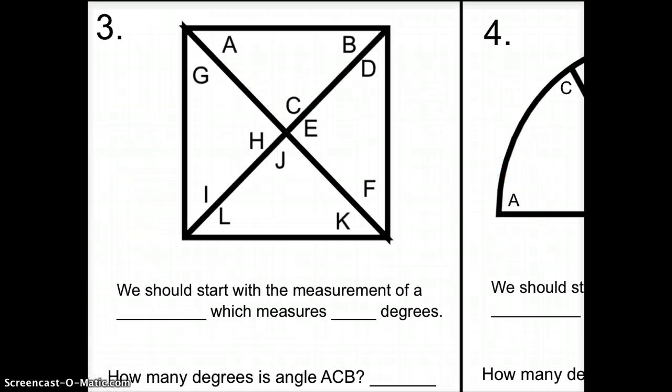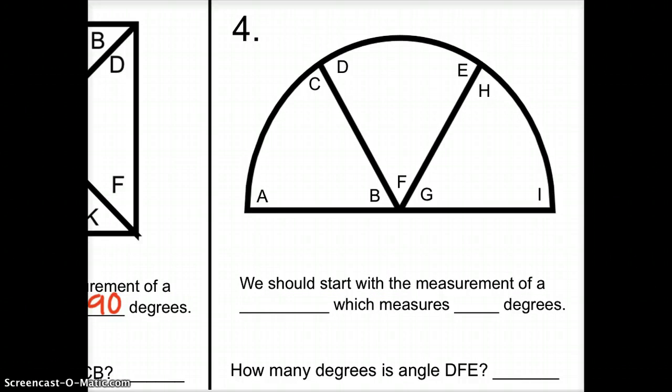Okay, for problem number 3, I'm not going to find any of the angles, but I will give you some hints. So I'm probably going to try to find the measure of a right angle, which measures 90 degrees. And for number 4, it looks like right here, I'm most likely going to be using a straight line. And I know a straight line measures 180 degrees.